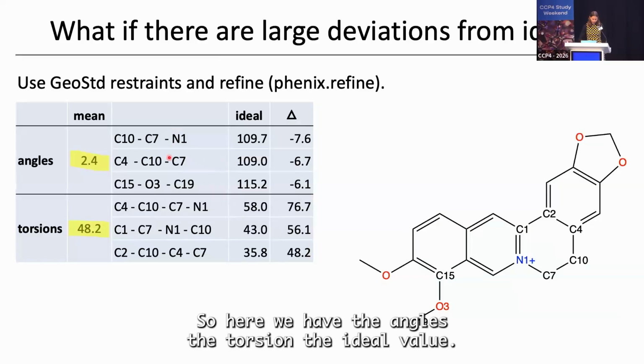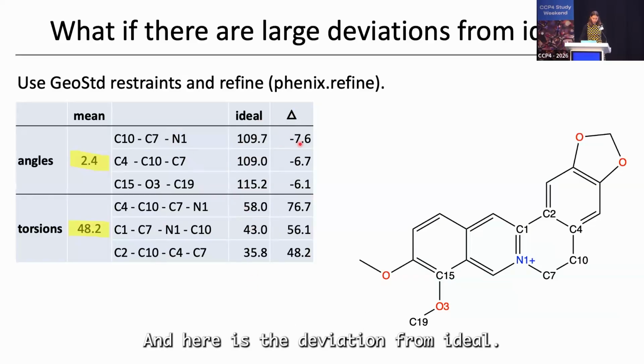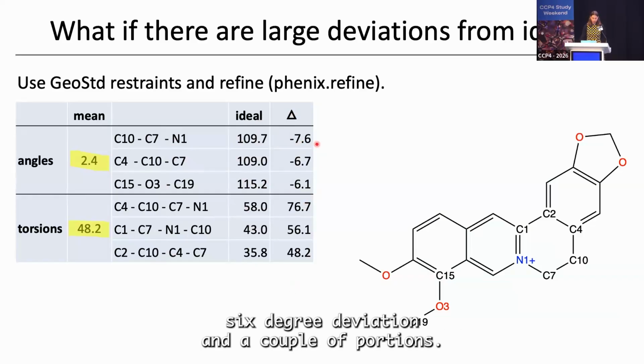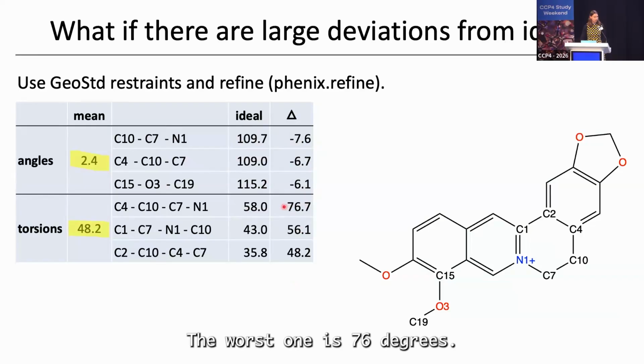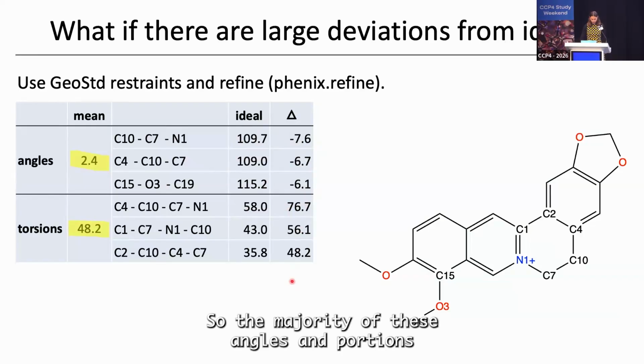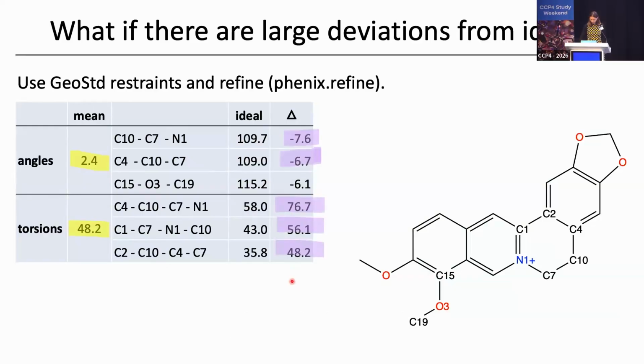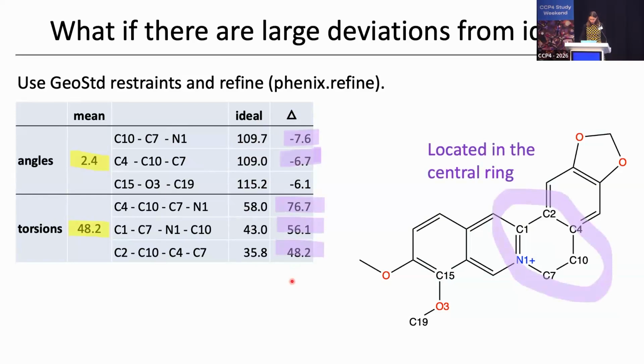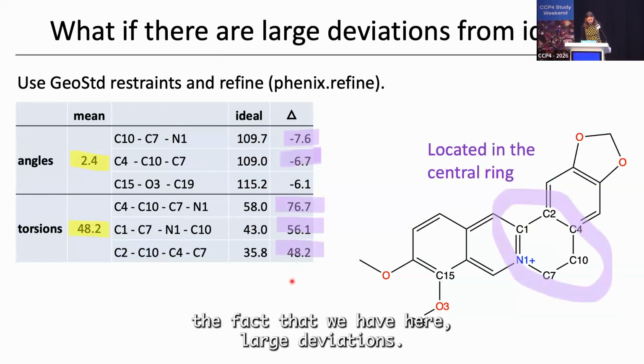And here is a list of the worst offenders. So here we have the angles, the torsions, the ideal value, and here is the deviation from ideal. So we have a couple of angles at around -7, -6 degree deviation, and a couple of torsions. The worst one is 76 degrees. So the majority of these angles and torsions are actually in this central ring here.